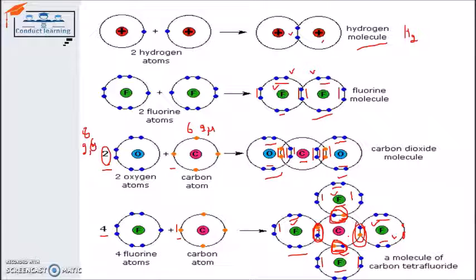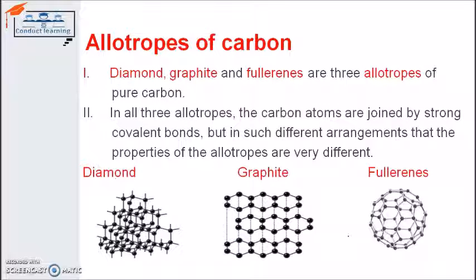So here are examples of 2 atoms from the same element and 2 atoms from different elements, and the covalent bonds of single and double bonds. Next is the allotropes of carbon. Carbon has three allotropes: diamond, graphite, and fullerene. These allotropes are present in the figure. They are joined by strong covalent bonding, but they have different arrangements, and that's why their properties are different.